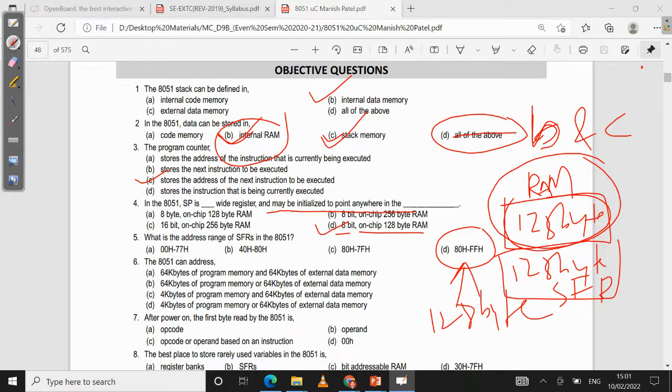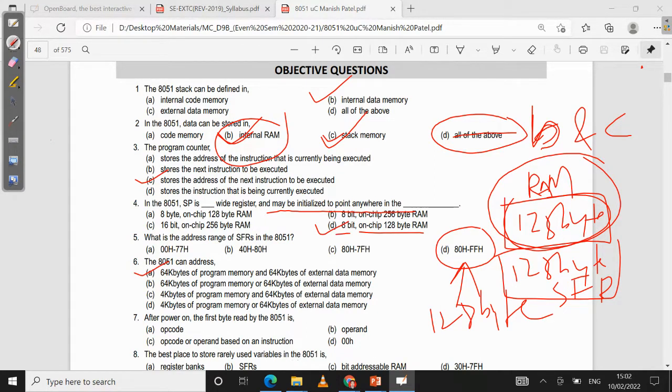64K, 64K. 64K can address 64 kilobytes of program memory and 64 kilobytes of external memory. Not 4K. Yes, the answer is option A. Done. Option A.